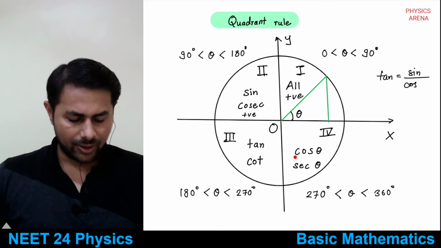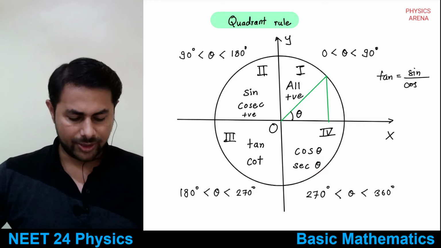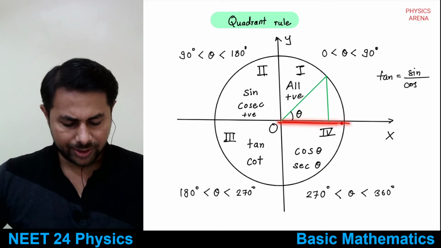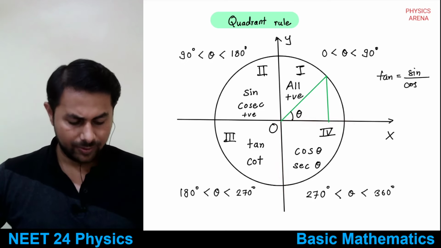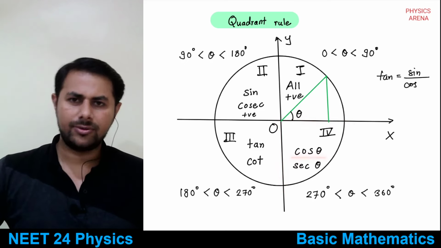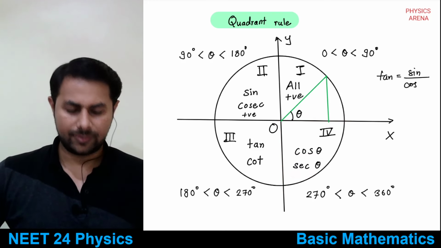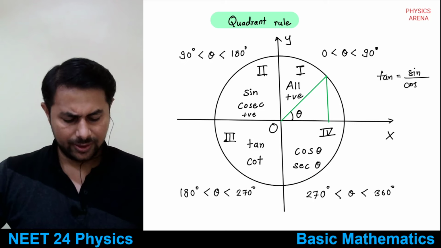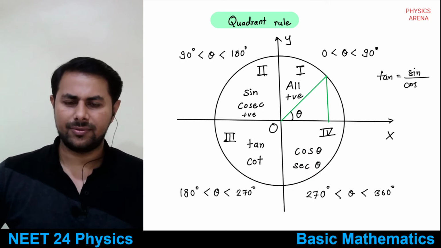Then your cos and sec theta would be positive because your x is positive but y is negative. So cos will be positive, sine will be negative, right? So if cos is positive, sec is just the reciprocal of that, it is also going to be positive. Okay, so cos and sec are positive, everything else is negative.